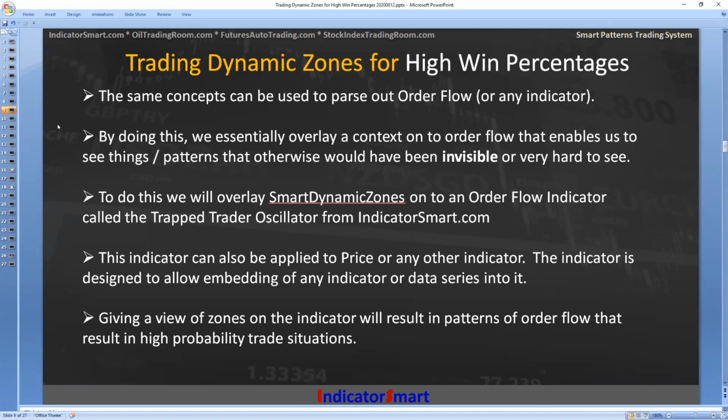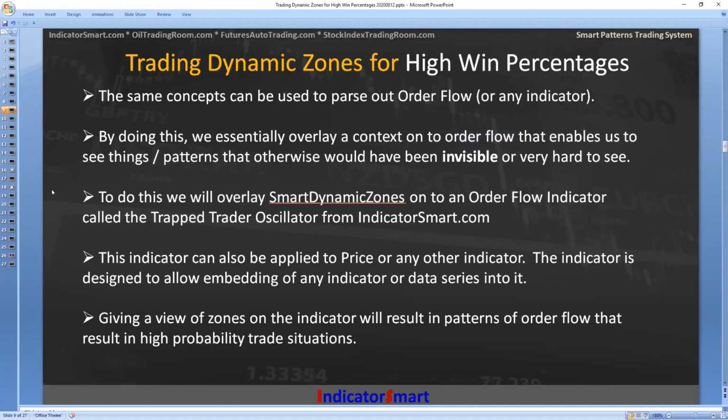So now, taking all that we've talked about, what are we doing here? We're talking about overlaying a context, but now we're going to apply that to order flow. We already know that order flow leads price movement. If you're in our trading room for any length of time, you know that our order flow metrics lead price a high percentage of the time. And that enables us to see things. When we overlay that context onto order flow, it helps us to see things that otherwise would be invisible or really hard to see. So we're going to use this indicator that I've been developing for 1,000 hours, probably more.